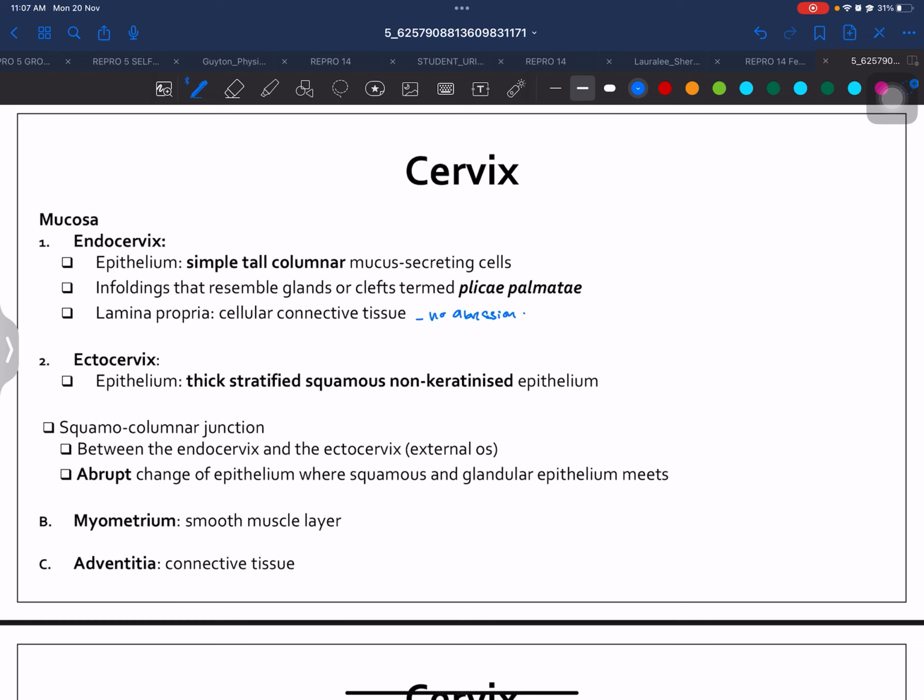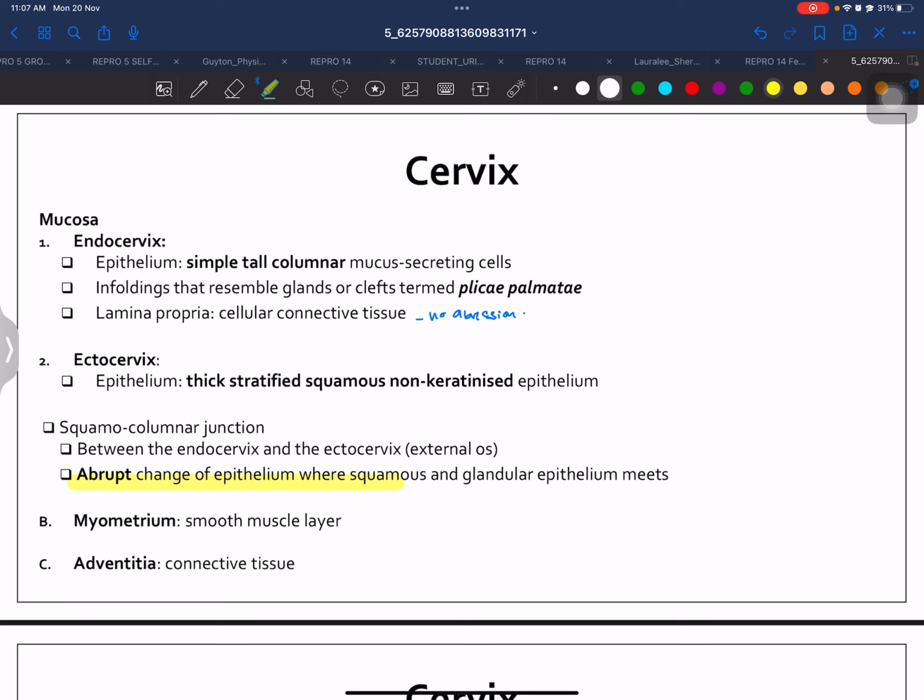So antara endocervix and ectocervix ada point of meet, which we call the squamo-columnar junction. This squamo-columnar junction is located at the external os. This junction has abrupt changes of epithelium. Mula-mula dia columnar, tiba-tiba dia jadi stratified. Dia memang tiba-tiba, tak ada perubahan.